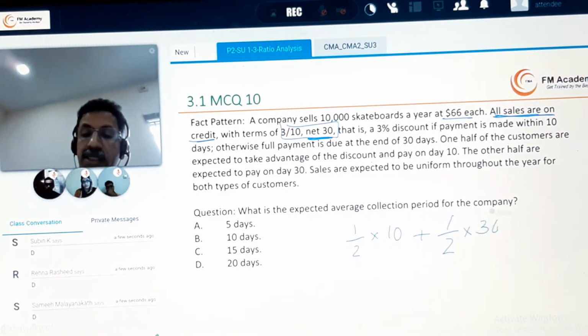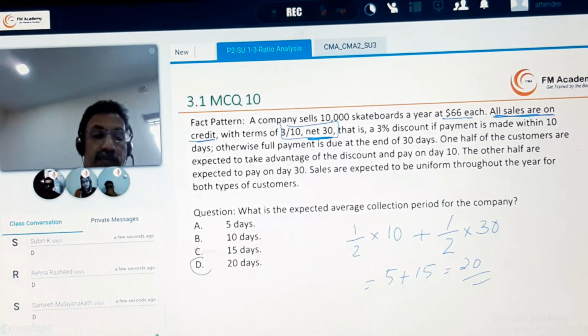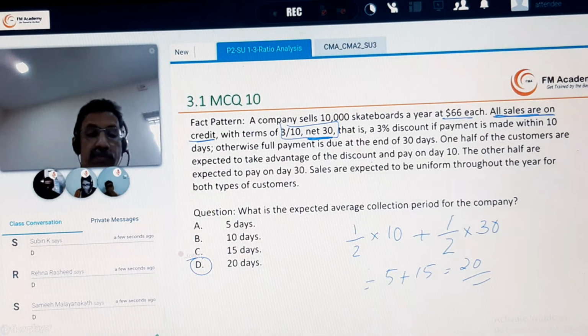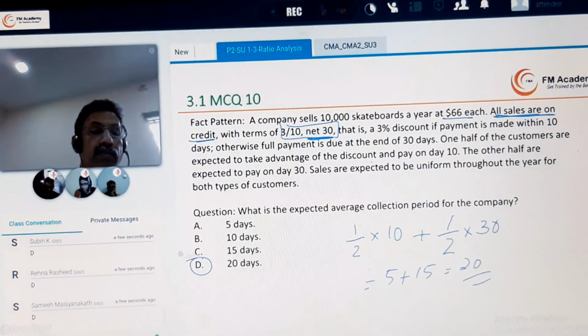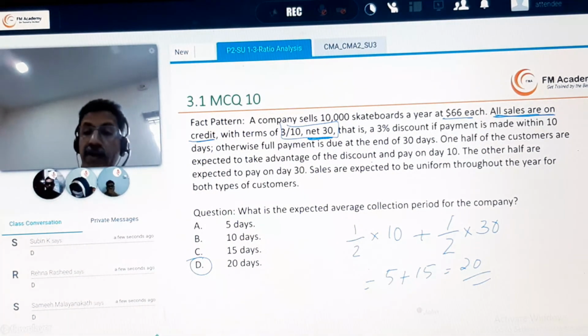And 100% of sales are on credit also. So this is the mix. So what is it actually? Half into 10 is 5. Half into 30 is 15. So 20 days is the average collection. D is the answer. Clear? Sean, is it clear for you? Yes, sir. Okay, let's move on. If any one of you who is listening to me is having a doubt, please raise your doubt now.